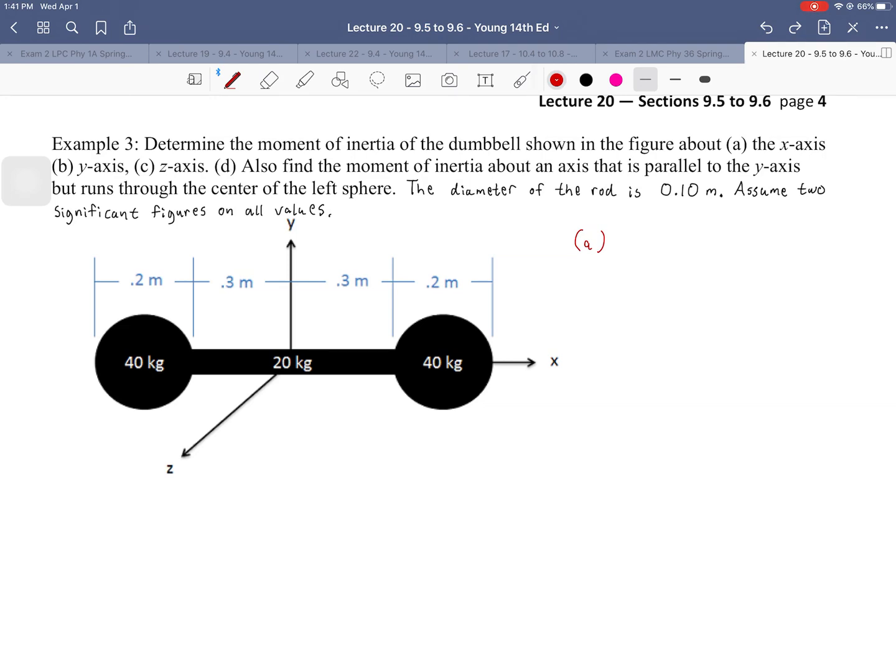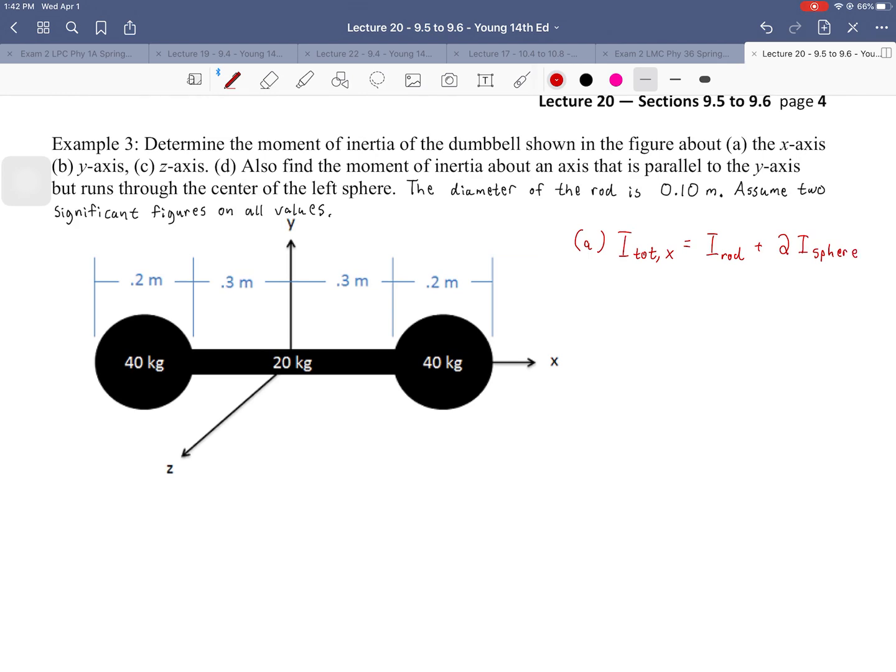It is assumed to run through the center of both of the 40 kilogram spheres as well as right down the center of the connecting rod. So in order to do that, we have to think about the moment of inertia of spheres and rods from a table of moments of inertia. Because in this case, our total moment of inertia about the x-axis is going to be the sum of the moment of inertia of a rod plus the moment of inertia of two spheres. So let's write 2 times the moment of inertia of each sphere.